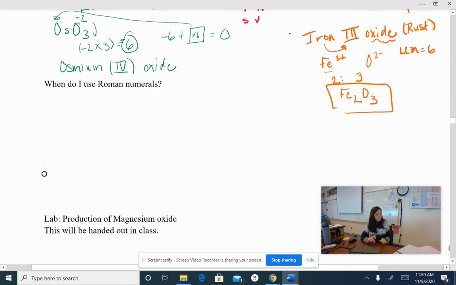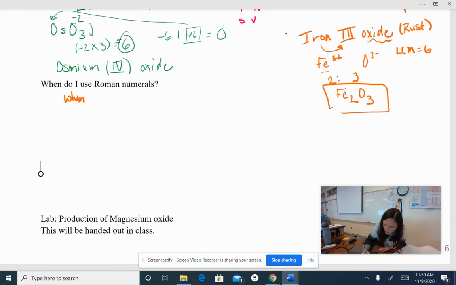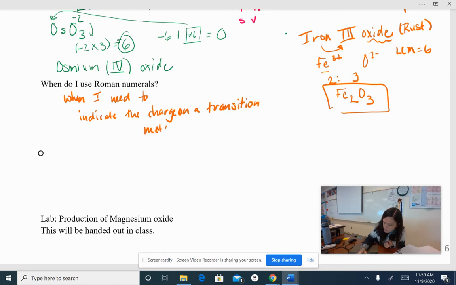When do I use Roman numerals? I use Roman numerals when I need to indicate the charge on a transition metal. Now remember, the transition metals are the ones in the middle of the periodic table in that kind of rectangular block. Now remember, there are some exceptions to that.